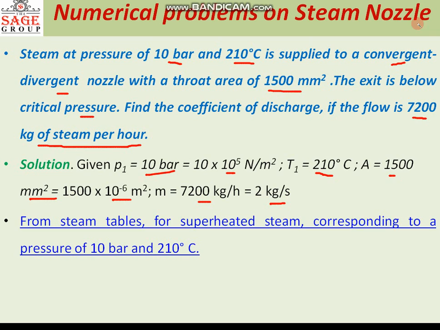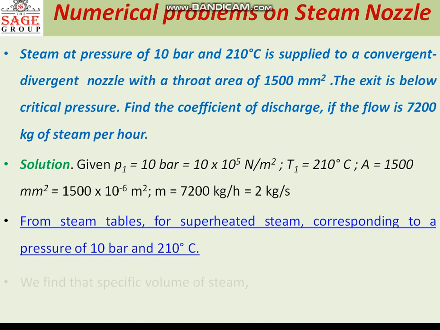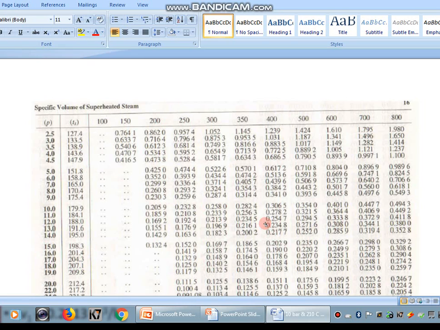Now from the steam table we can find the value at 10 bar and 210 degree centigrade. We find the specific volume of the steam, that is 0.2113 cubic meter per kg at 10 bar and 210 degrees centigrade. Corresponding to 10 bar and 200 degrees centigrade, the value is approximately 0.2059. So that value is closer to the given value.